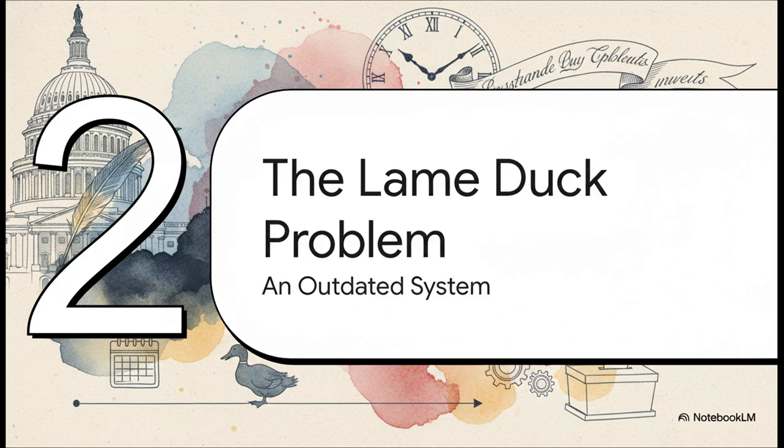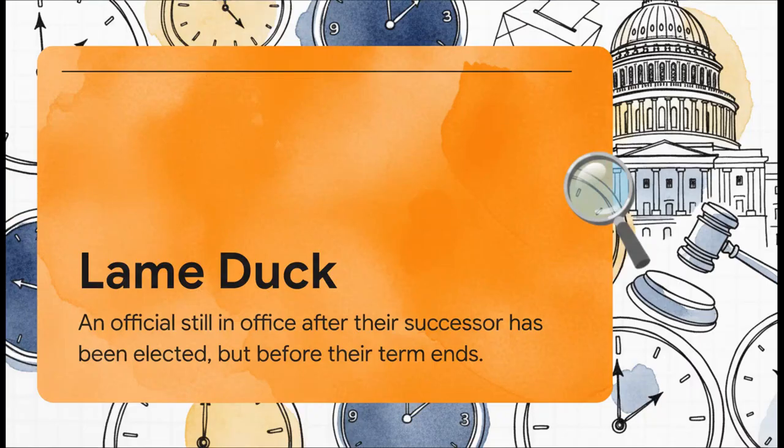So, you gotta be asking, why on earth did this dangerous gap even exist? Well, the answer comes down to something called the lame duck problem. You've probably heard the term lame duck, right? It's basically a politician who is still in office even though their replacement has already been elected. They still have all the power, but here's the kicker. They're not really accountable to the voters anymore. And believe me, the old system created a super long lame duck period.